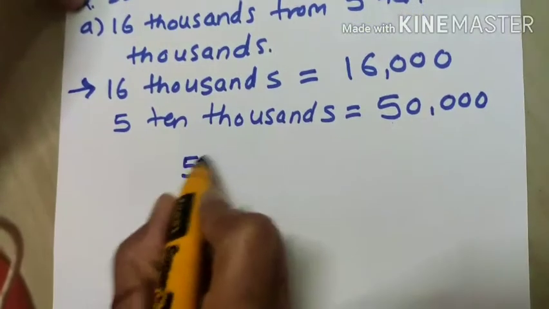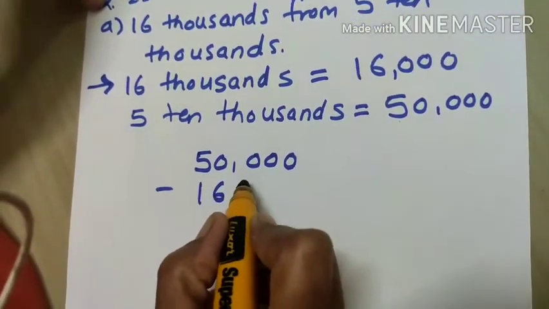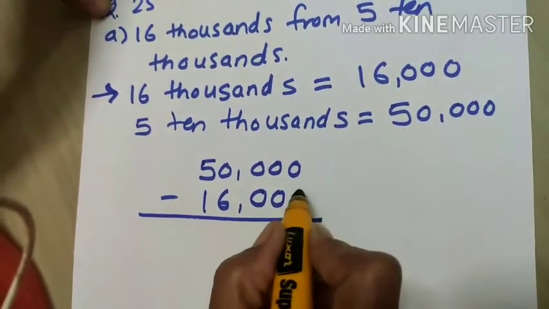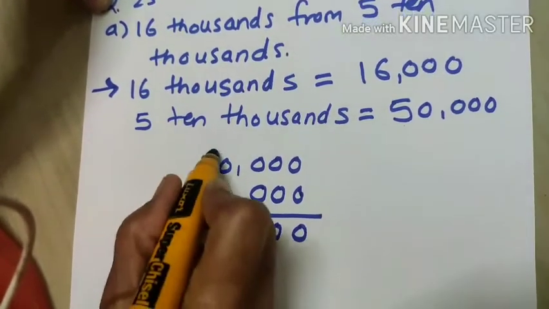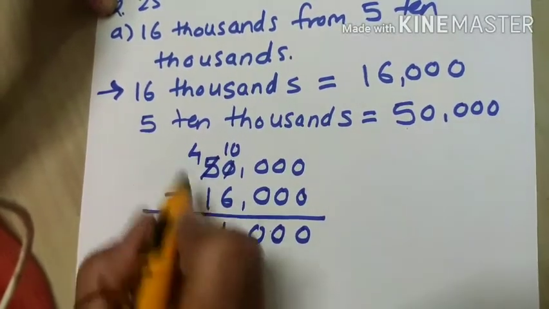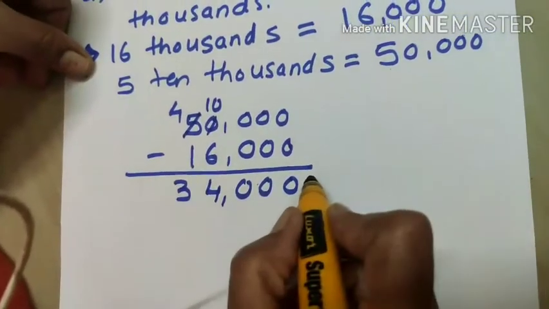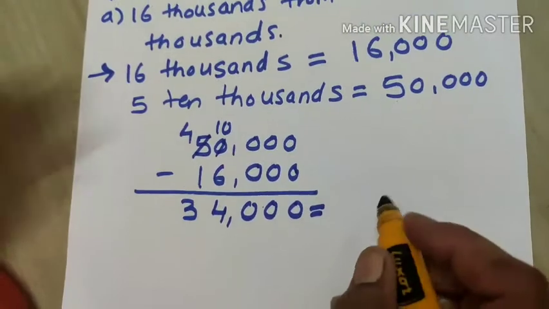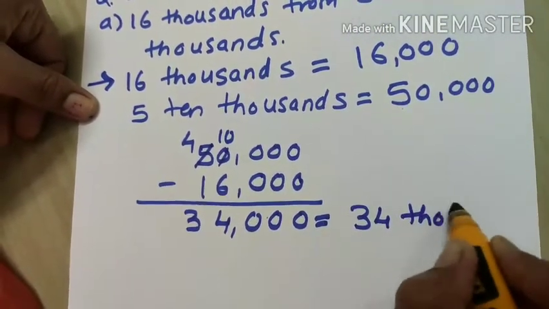So 50,000 minus 16,000. Subtraction: 0, 0, 0. 0 minus 6 we cannot do. Borrow a number. 10 minus 6 is 4. 4 minus 1 is 3. So your answer is 34,000. This you can write in this way also, 34,000.